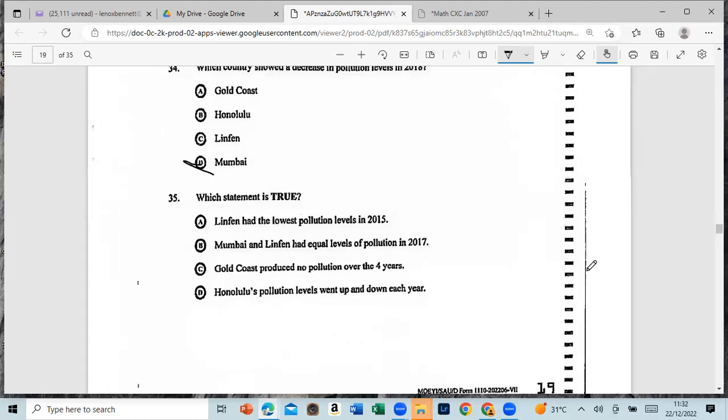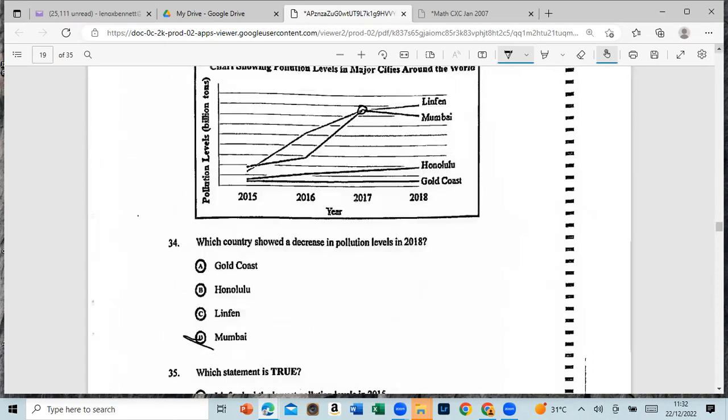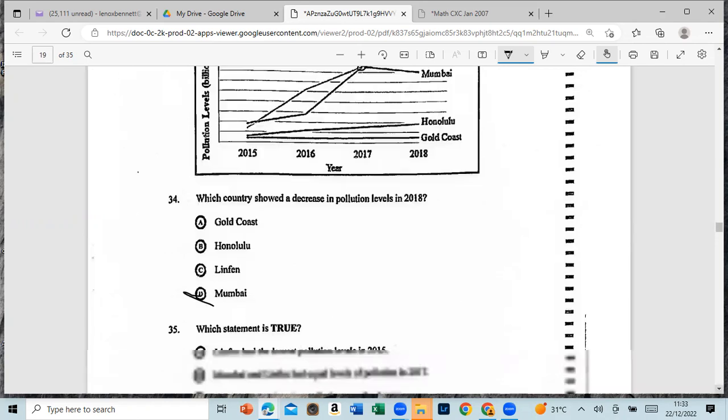All right. Which statement is true? Lenfin had the lowest pollution levels in 2015. We have to go back up on it. We never see that on the graph. No, that's not correct, guys, unless it compares itself. All right, so that is not true because look, Gold Coast would be the lowest out of all of them in 2015, right? Which is right here. So I could look back on the second statement and see if it's true.